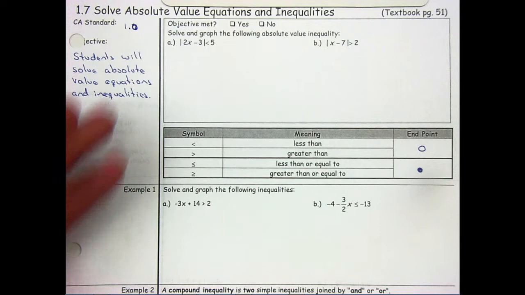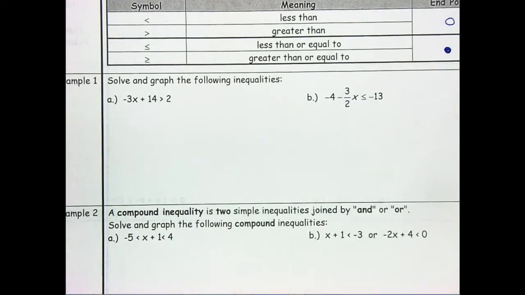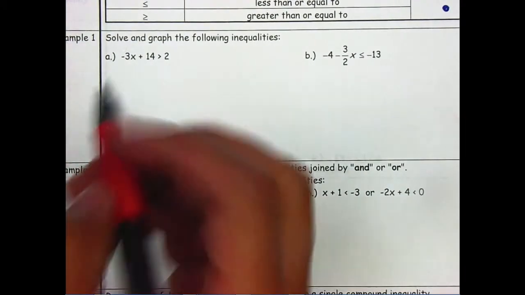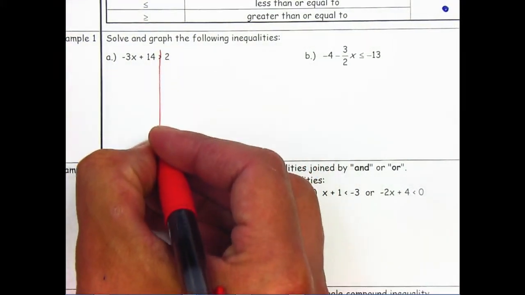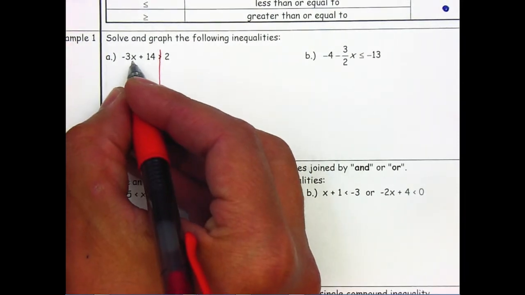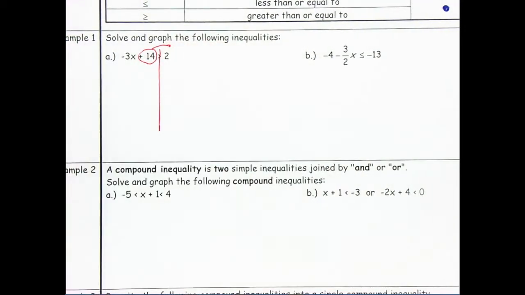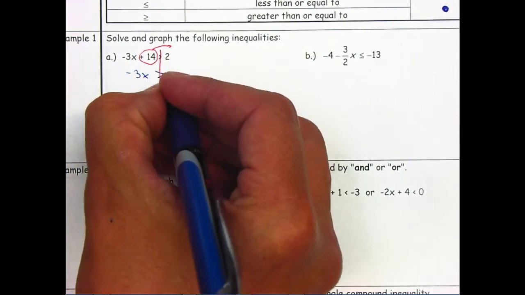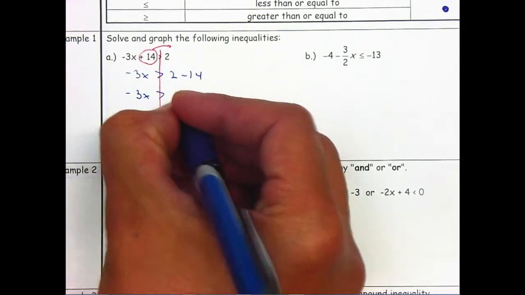Let's look at example number 1. We have negative 3x plus 14 is greater than 2. I'm going to divide it up in two different sections. I want to isolate the x, leave the x by itself. I'm going to move the 14 to the right, and when I move it, it's going to become a negative 14. I have negative 3x greater than 2 minus 14. I have negative 3x is greater than negative 12.